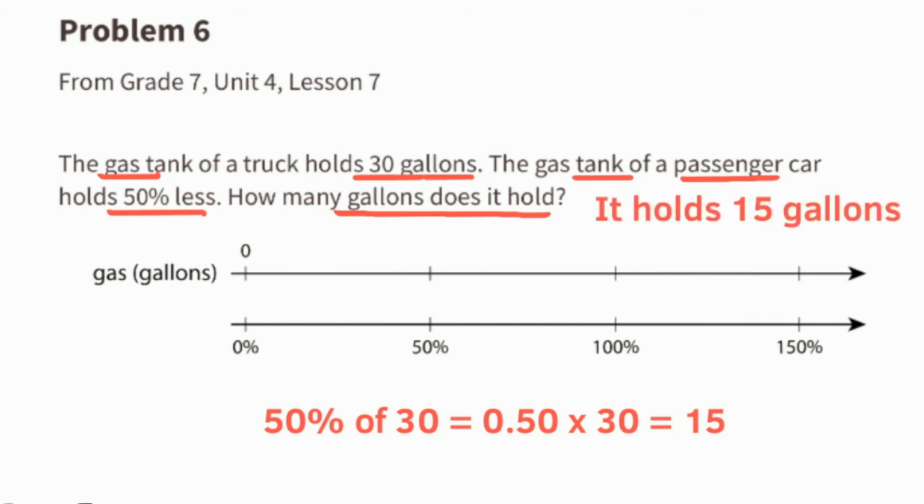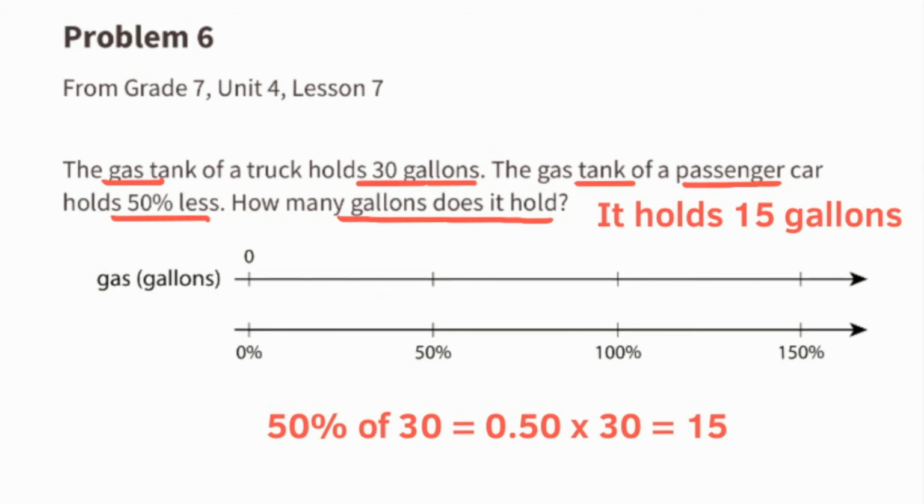50% of 30 also means half of 30. And since 15 is half of 30, then we know that the passenger car's gas tank holds 15 gallons of gas. We can also figure this out easily by using the double number line. We know that 100% of the tank is 30 gallons. So above 100%, we can write 30 gallons. Since the passenger car holds 50% less, basically we need to find 50% of 30.